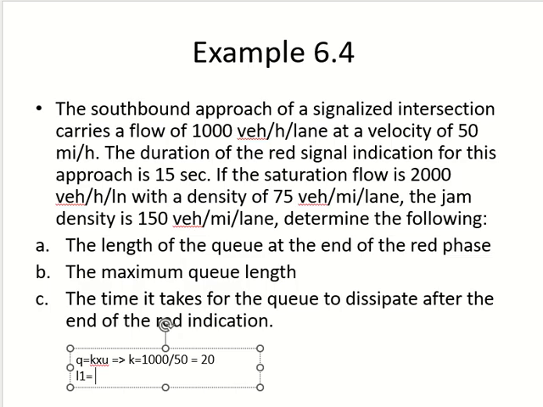Yes, how much? No, nothing. All of them are in the same units. Yeah, flow is in hours. Yeah, because L1 will be in feet, and your density is in vehicles per mile. So you can convert it to feet now. Multiply by 5280.